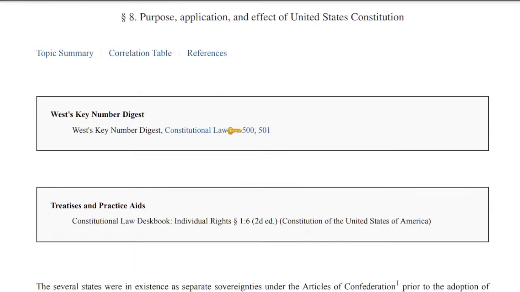Okay, now we're going on to the purpose, the application, and the effect of the United States Constitution.